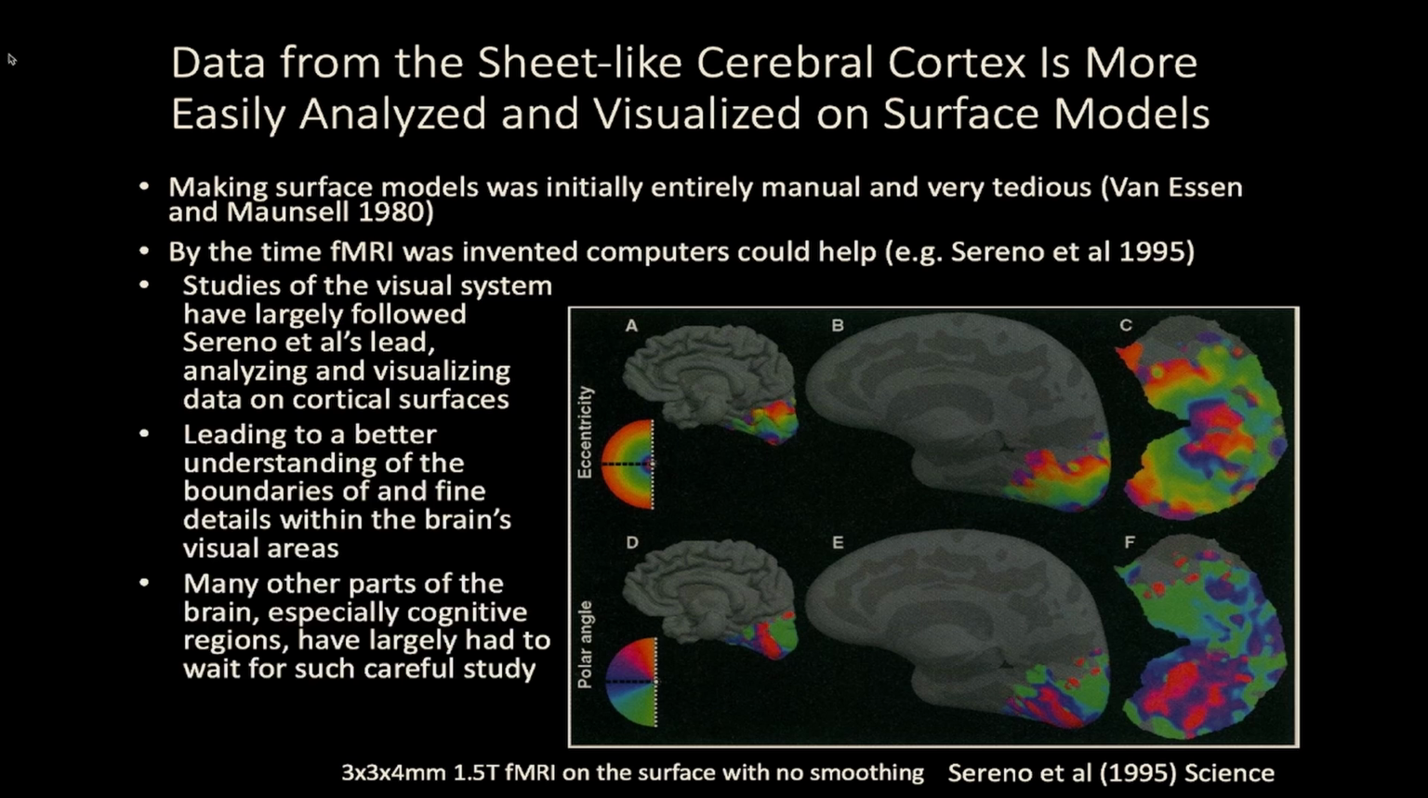It's helped a lot, but many other parts of the brain, particularly in cognitive regions, haven't had this level of attention. Most of the studies have been done in volumes, and blobs that are hard to put back onto actual cortical areas have been generated, or MNI coordinates. So there's a lot of cool stuff that remains to be discovered by applying surface-based analysis to the brain. A lot, I think, has been missed by some of the volume-based studies, like that little hotspot that I showed you in the last slide.